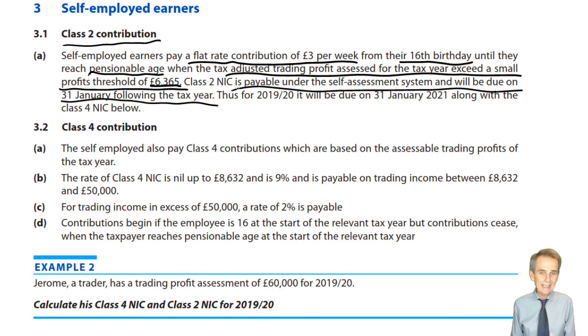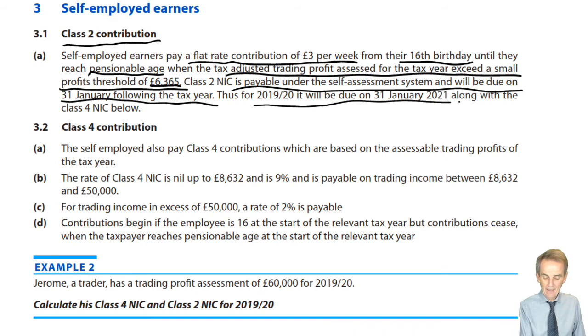So for the 1920 tax year that we're dealing with in terms of our examinations based on Finance Act of 2019, the following 31st of January will be the 31st of January 2021. And at that date, you have to make final settlements in relation to income tax, but also settle your Class 2 NIC. But that, as you can see, is not a huge amount.